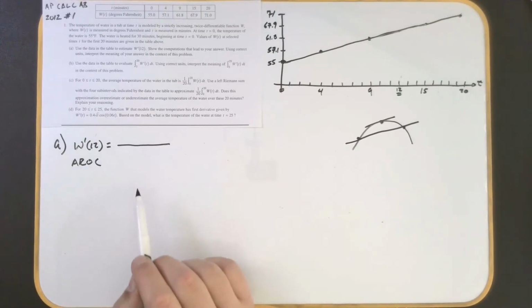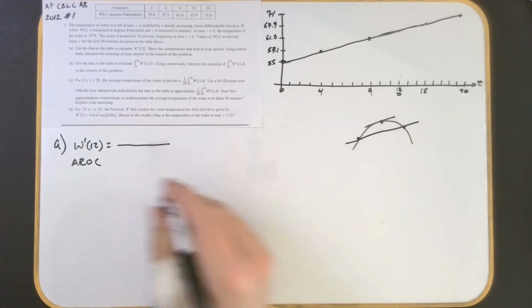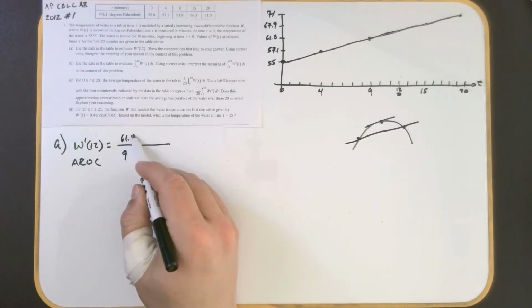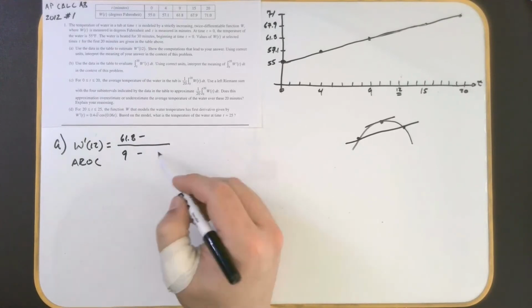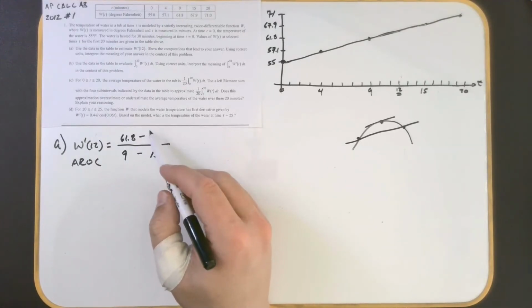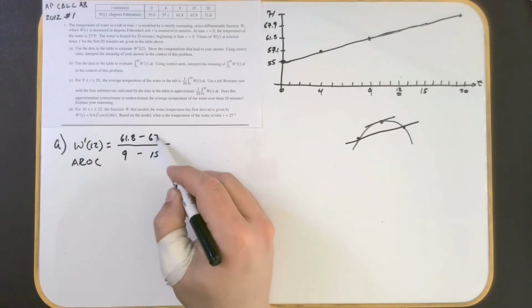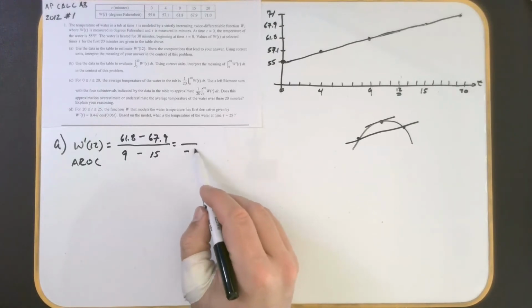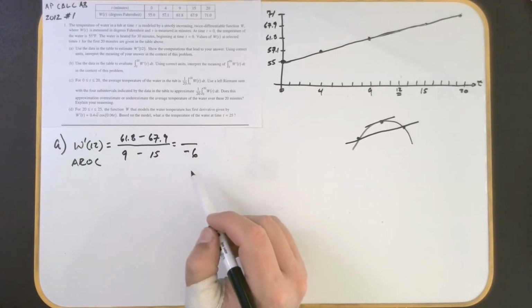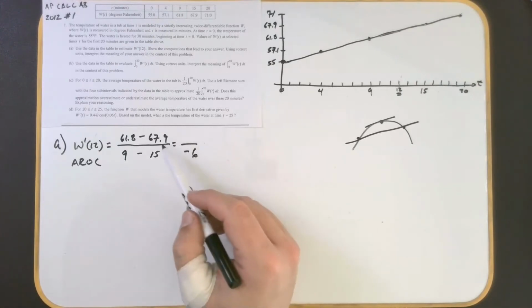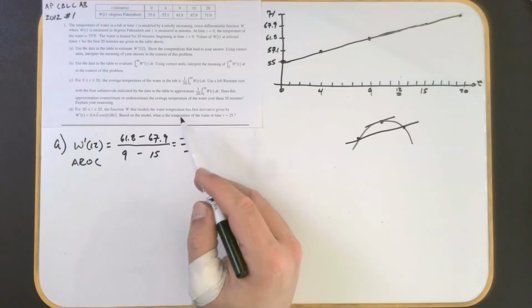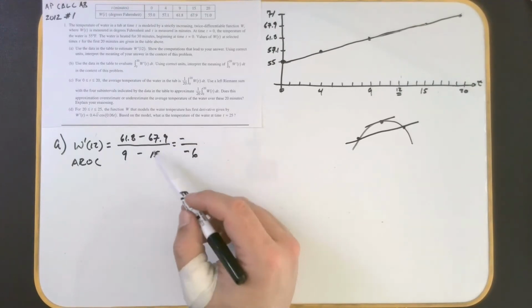So I'm just going to write AROC there to remind us. Let's go back to 9. When time is 9, our y value is 61.8. And then let's go to 15, and at 15 we are at 67.9. Alright, so we subtract, and we get a negative 6 on the bottom. And what do we get on top here? We're also negative, right? And we get 67.9 minus 61.8.